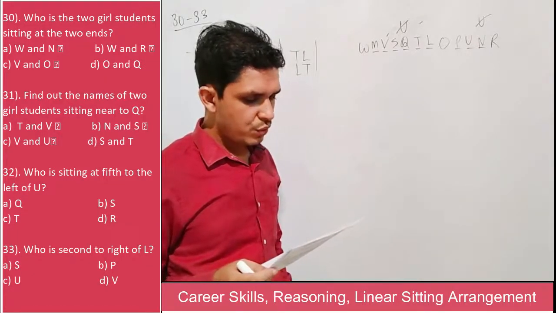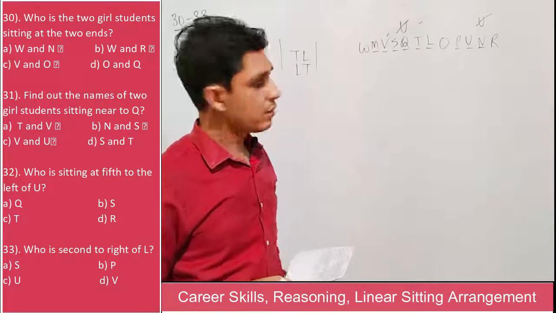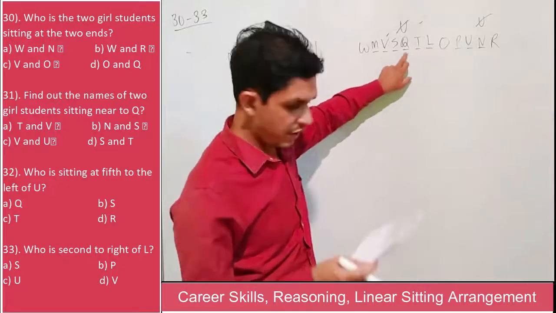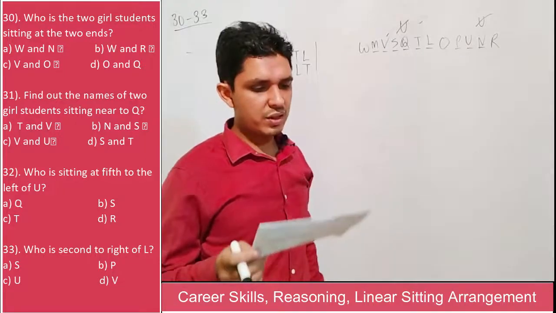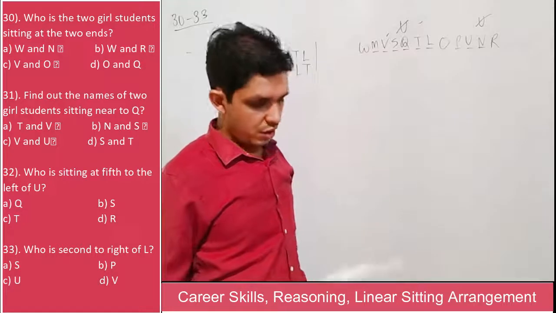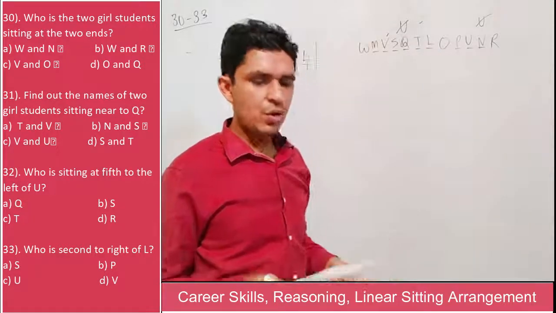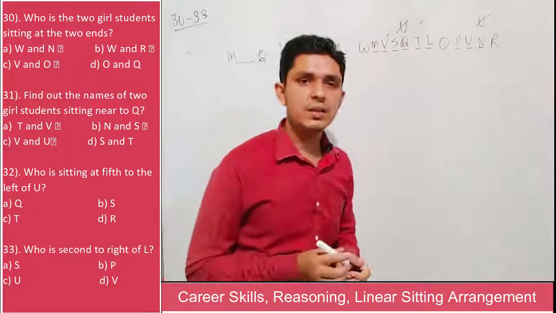Question number 32, who is sitting fifth to the left of U? Fifth to the left of U, so 1, 2, 3, 4, 5. So the answer will be Q. Right. Question number 33, who is second to the right of L? Second to the right of L, that means this should be P. So friends, this was all about my questions 30 to 33, right?